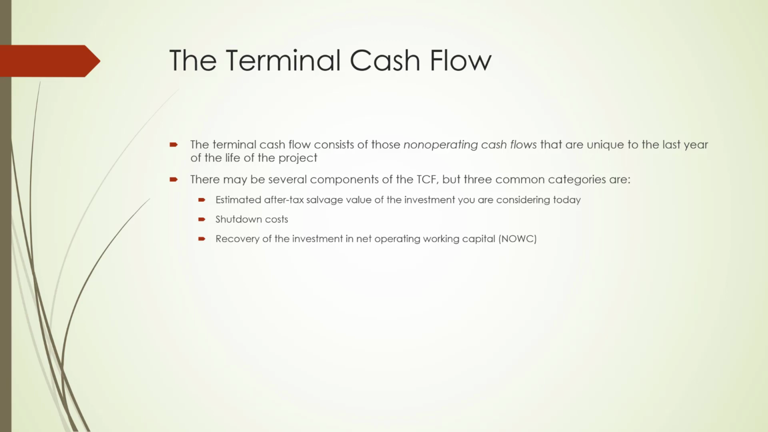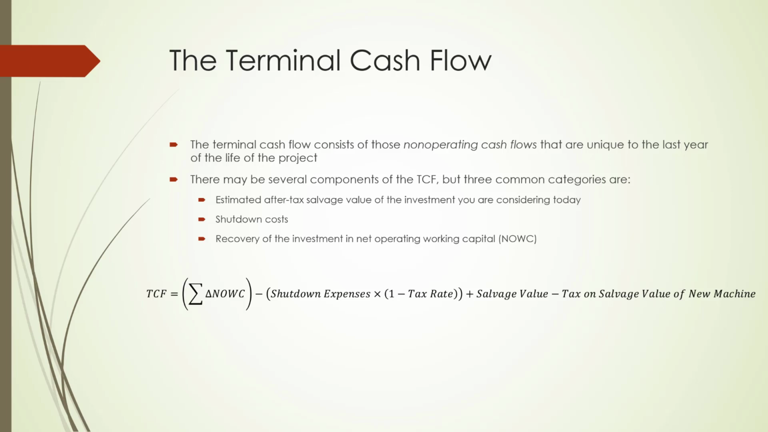And then we also have to recover the investment in net operating working capital. So at least at the beginning, and maybe throughout the life of this project, we've made incremental investments in net operating working capital. So in order to properly allocate costs, we have to imagine that we're going to recover all of that investment at the end of the life of this project. So if this was a big pile of raw materials, assume that we're going to sell those down at the end of the life of the project. In other words, we're going to get that money back. And here's our equation.